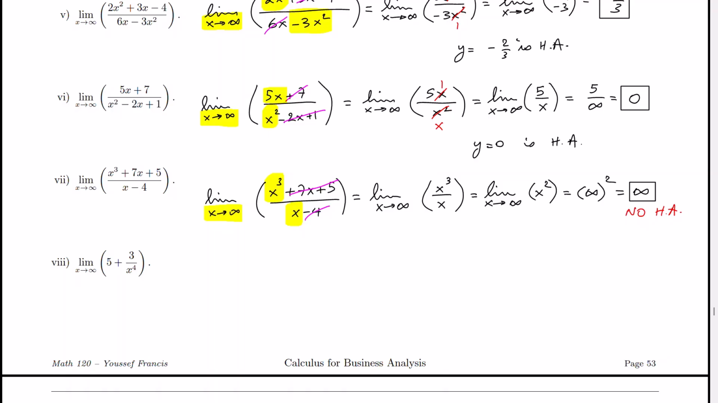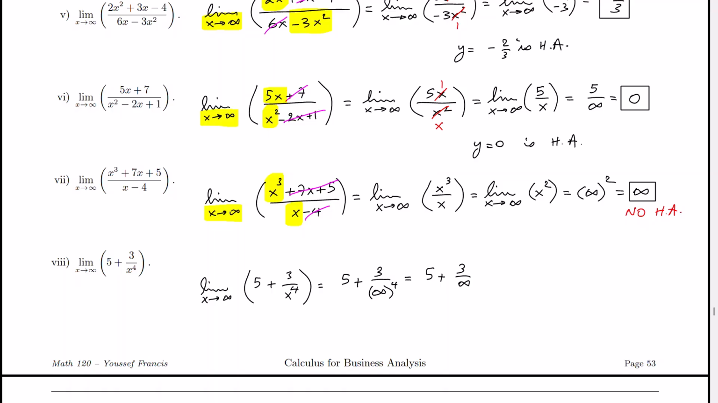Now, finally, the last problem is slightly different because it's not a rational expression. It's a constant added to a rational expression. So how do we deal with these types of scenarios? Well, it's straightforward. We just plug in the infinity everywhere. We see an x. So it's going to be 5 plus 3 divided by infinity to the power of 4. And so this is just going to be 5 plus 3 over infinity, because infinity times infinity times infinity times 4 times is just infinity.